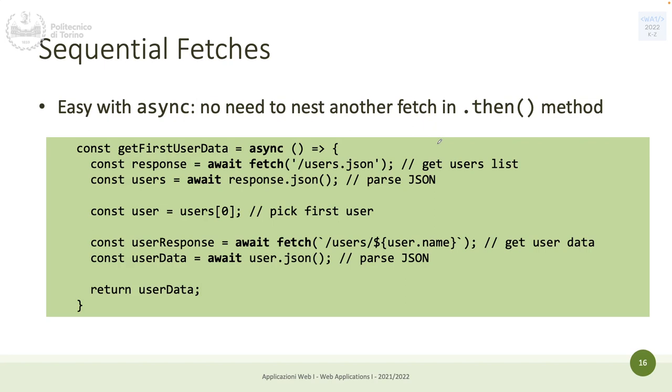Well, and clearly you can also do sequential fetch. Just fetch the first resource, await for parsing the response, get any information from that response, and maybe call another fetch. But nothing really strange.